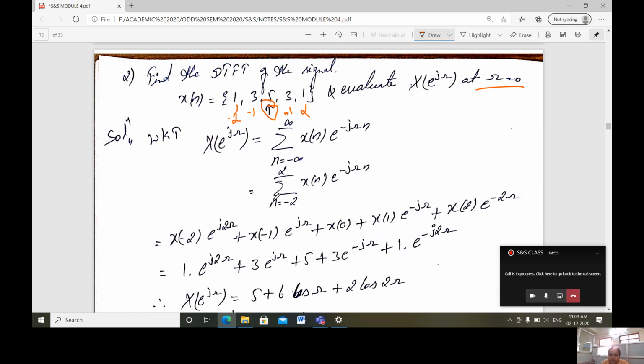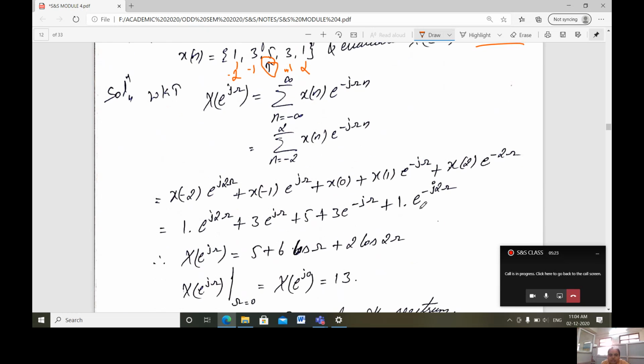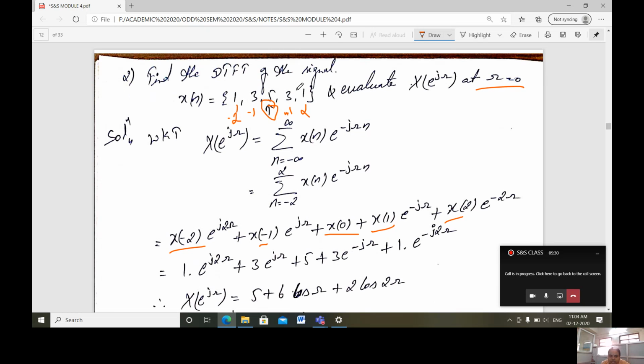N is varying from minus 2 to plus 2, x of n e raised to minus j omega n. Then substitute for n value as minus 2 to plus 2: x of minus 2 e raised to j2 omega plus x of minus 1 e raised to j omega plus x of 0 plus x of 1 e raised to minus j omega n plus x of 2 e raised to minus j2 omega, you will be getting. Now you substitute for x of minus 2, minus 1, 0, 1, 2, considering the samples here.